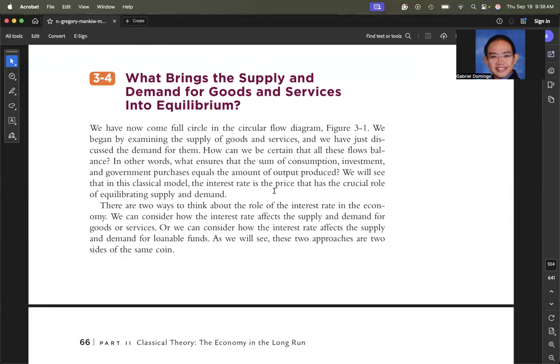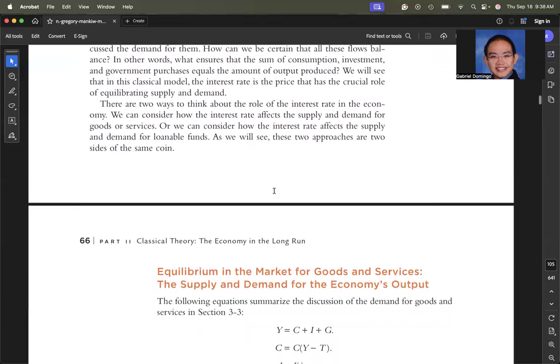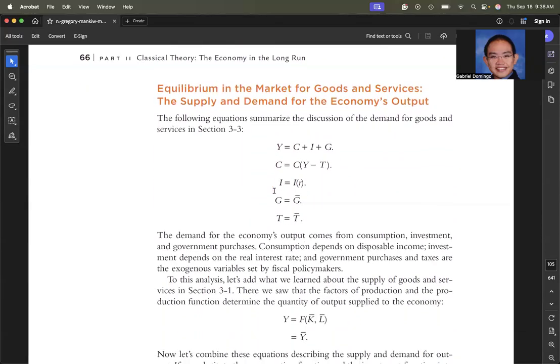We will see that in the classical model, the interest rate is the price that has the crucial role of equilibrating the supply and demand for goods and services. So we can describe the model this way and see the important role of the real interest rate in making sure that total output equals total expenditure, or the total production of goods and services equals the demand or expenditure on goods and services.